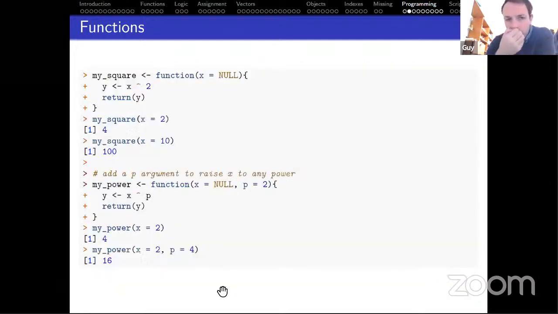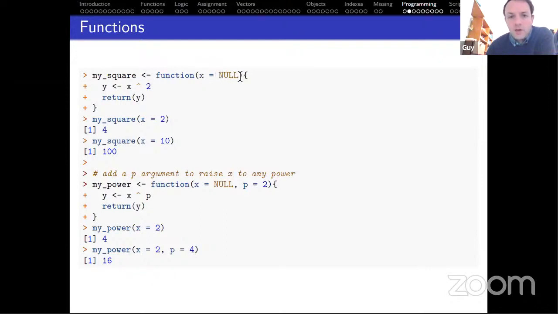Maybe it's easier to see with an example. Here I've created a function, and I've done that using the function called function. On the left-hand side of the assignment is the name that I've created. I've called it my square. I've used the assignment, and then I'm saying I want to create a function. This function is only going to have one input, one argument, and this argument is going to be called x.